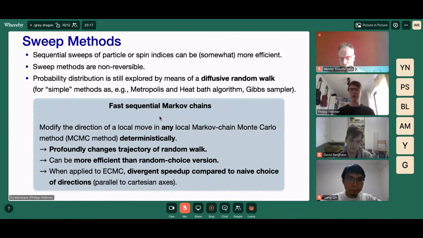So this idea is therefore in particular useful for event-chain Monte Carlo simulations. However, I want to emphasize again, this idea can be applied to any local Markov-chain Monte Carlo method.